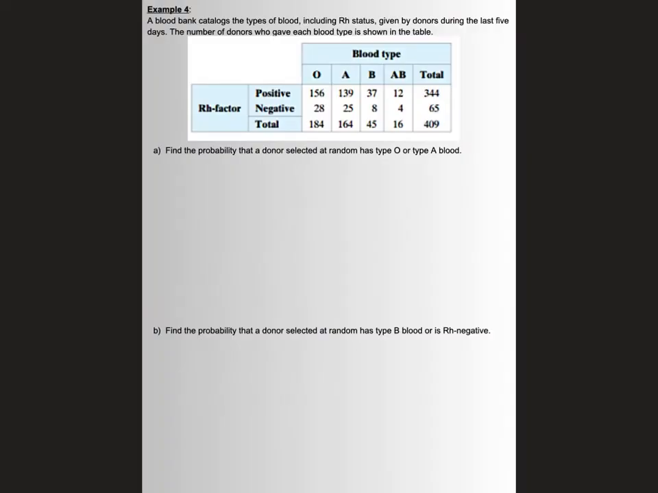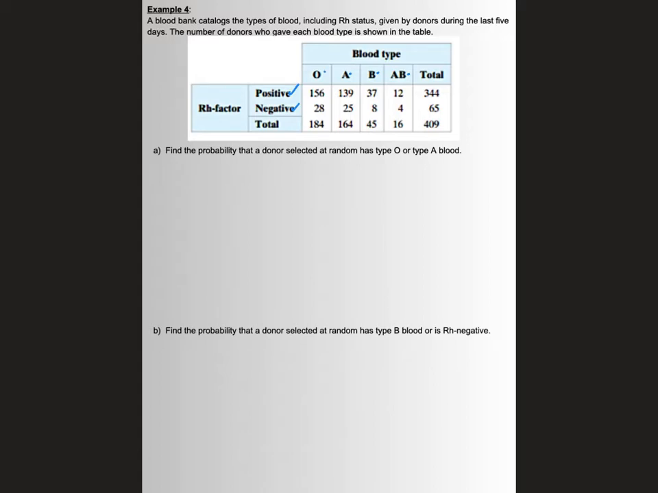All right, this one's a little bit more complex. So the blood bank catalogs the types of blood, including Rh status, given by the donors during the last 5 days. The number of donors who gave each blood type is shown in the table. So your columns represent your blood type. You've got type O, A, B, and AB. Your Rh factor, you can either be positive or negative. Okay? So find the probability that a donor selected at random has type O or type A blood.